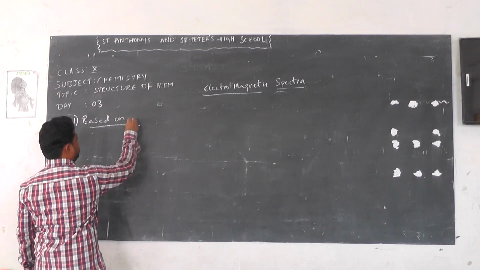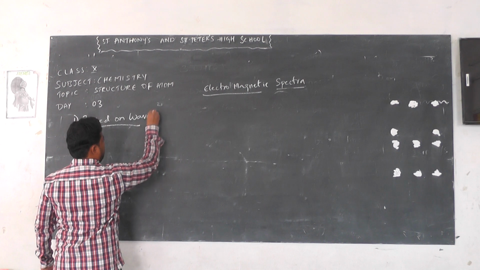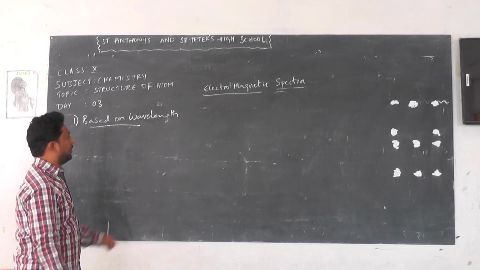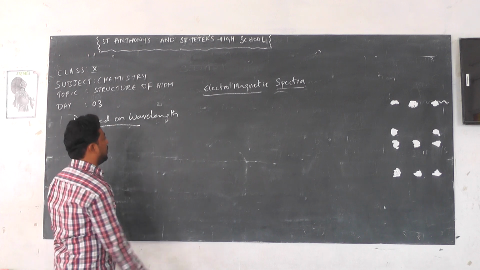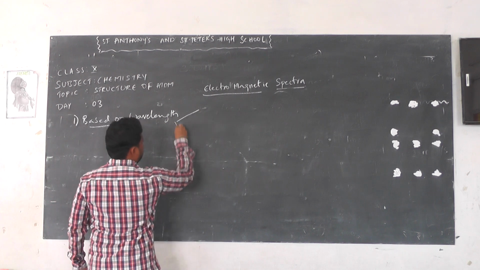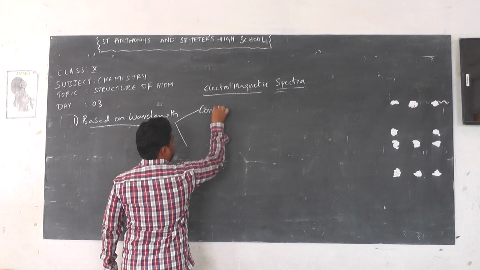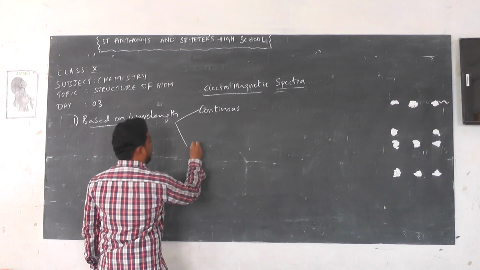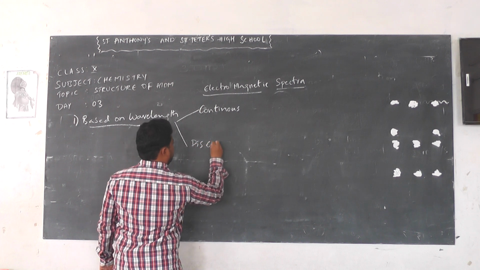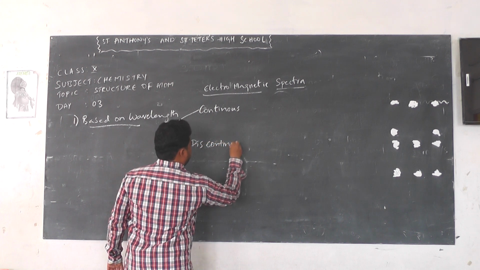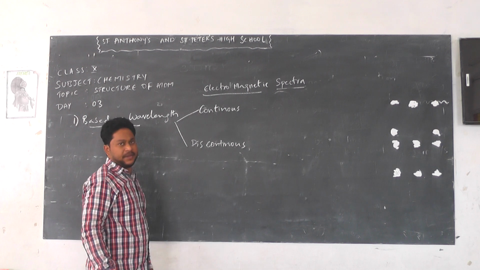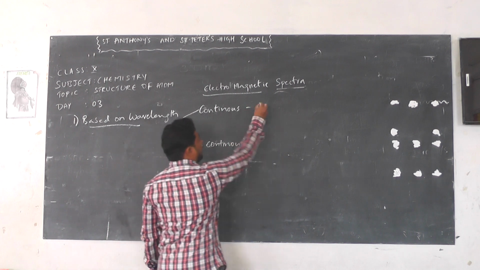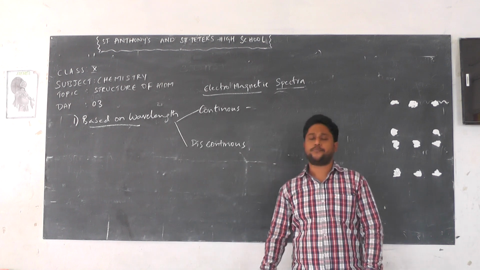Electromagnetic spectra based on wavelength. Based on wavelength, we have two types, that is continuous spectra and discontinuous spectra. Continuous spectra and discontinuous spectra. Let us see about the continuous spectra.